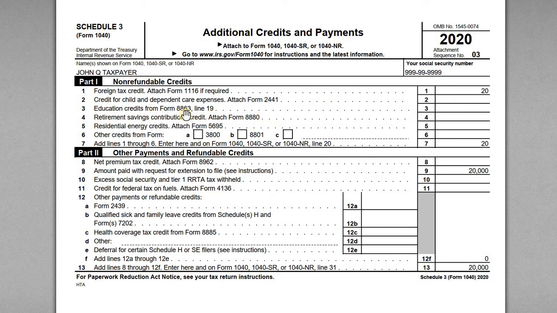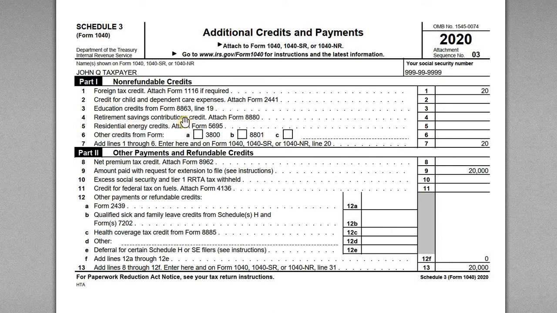Education credits, so the 8863 is, for example, the American Opportunity Tax Credit. If you're paying for college education, you may be eligible for a tax credit to reduce your tax liability based on however much you spent at the university. If you don't qualify for the credit, that's okay. You might be eligible for a tax deduction instead. That would be the Form 8917, and that would be reported on one of the other schedules. You wouldn't report that here on the additional credits schedule.